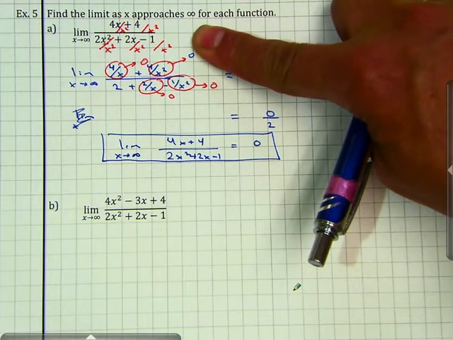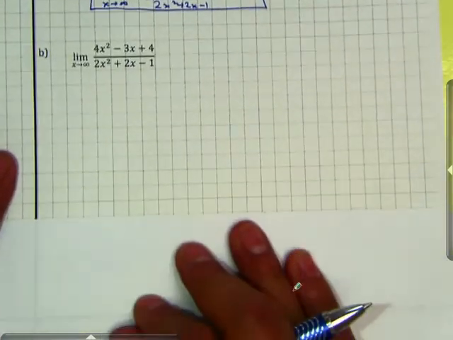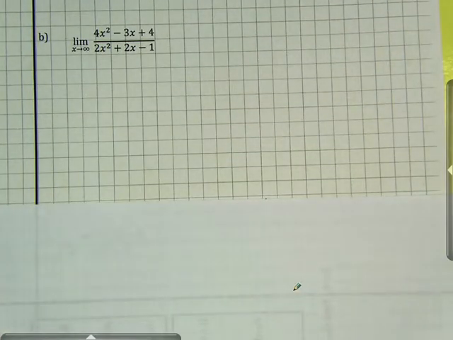Let's try letter B. Go and write it down, and then we can go through the same process.